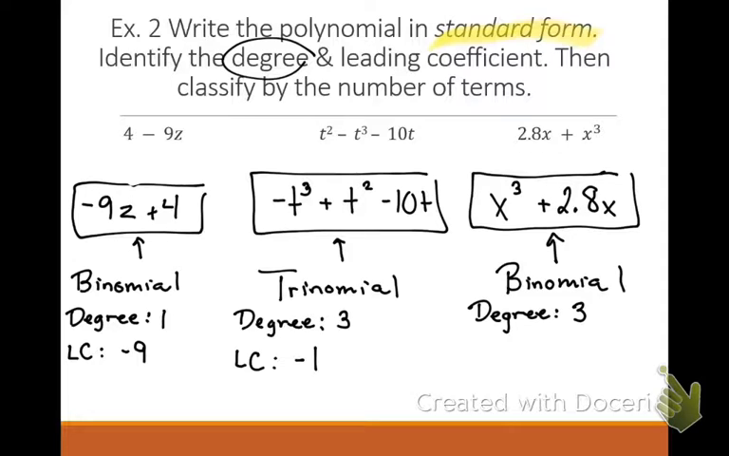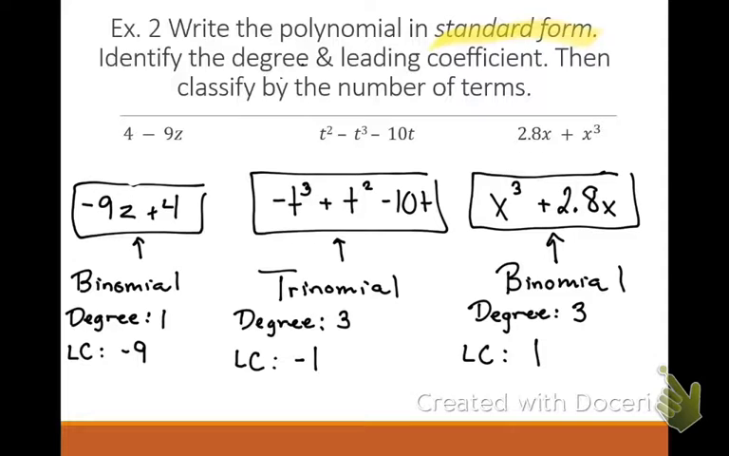Does everybody see why it's negative 1? Because in the very first term, I always look at the first one. There was nothing there, but there was a negative. So I know that means negative 1. So what's my leading coefficient on the third expression? Positive 1. Okay? All right. Any questions? This will be on your homework tonight. Okay?